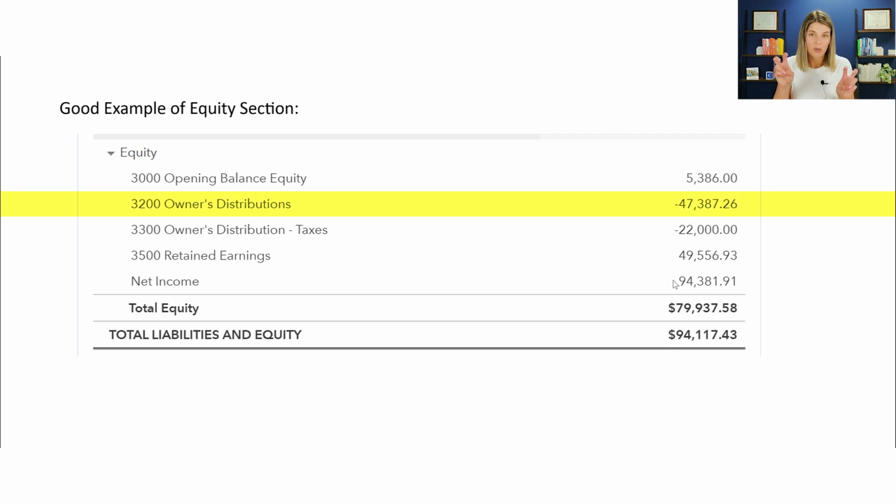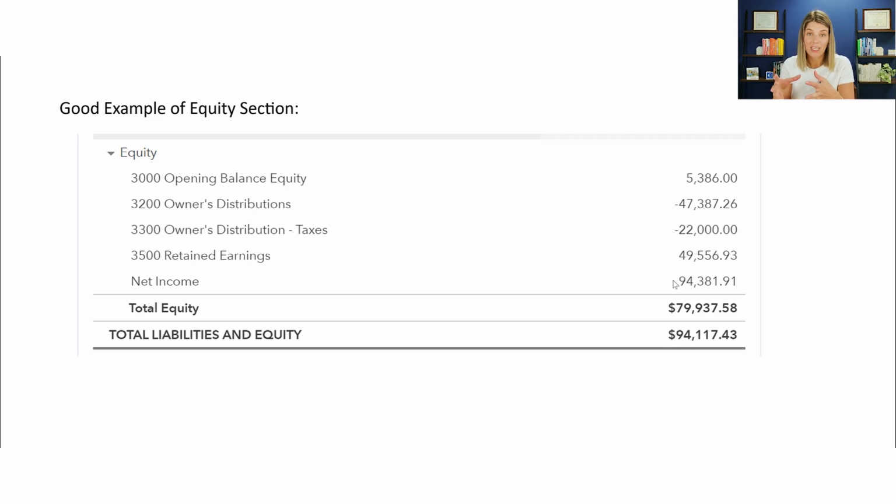Next, we have an owner's distribution. Owner's distribution is something that a lot of us are going to run into because most of us as small business owners are going to be what's called a pass-through entity. What that means is that we make money in the business and we can distribute it to ourselves as our personal income because the business has earned the money.